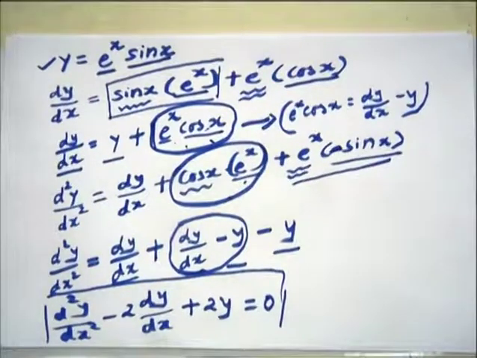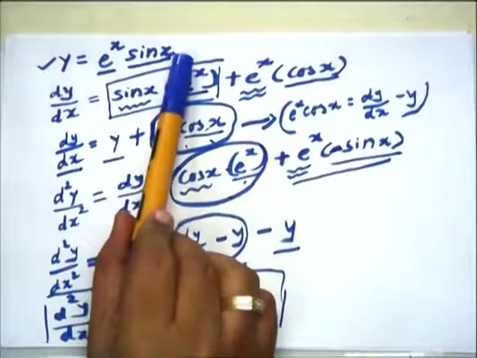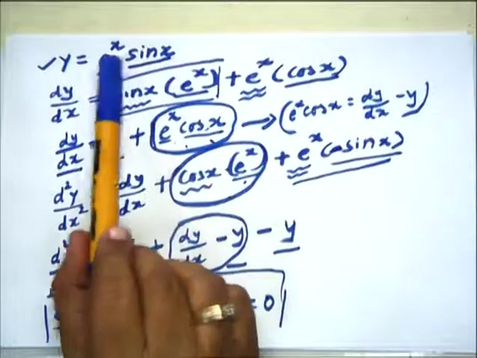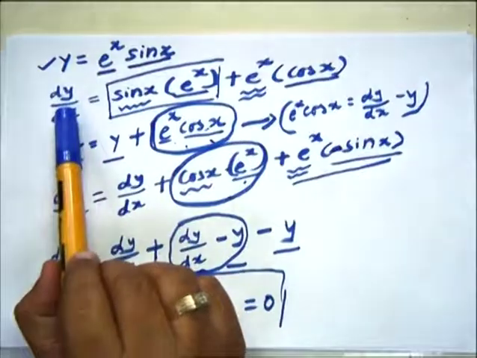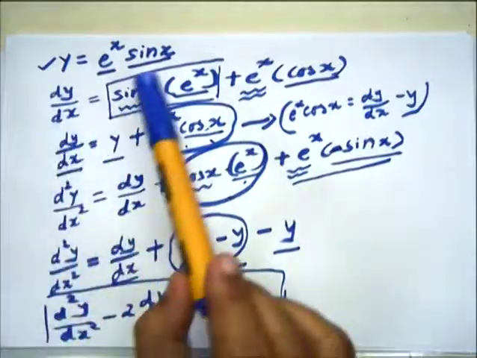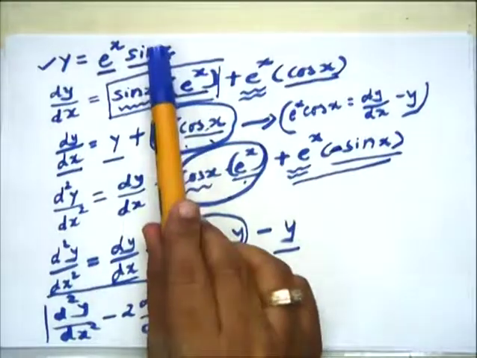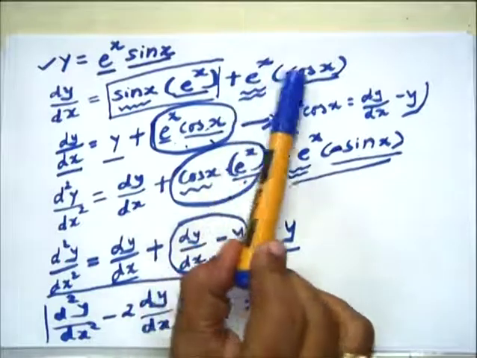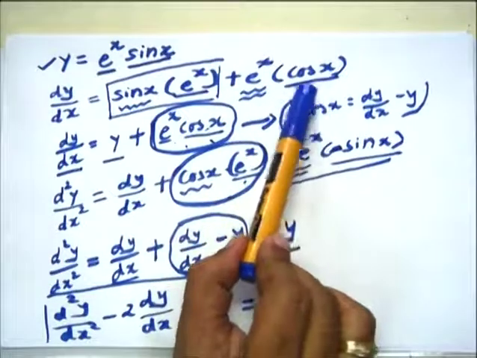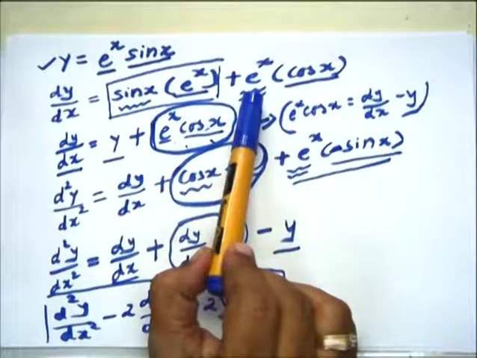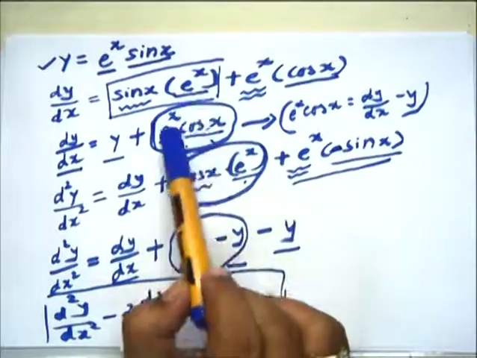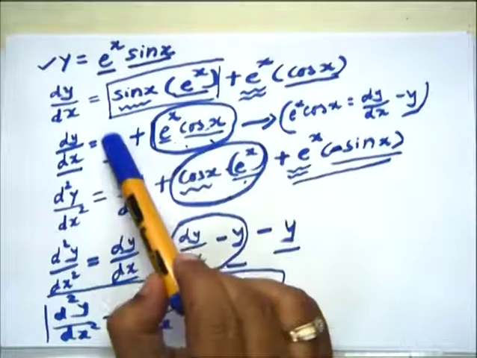So what exactly have we done here? Here we are given a product of two functions. One is e raised to x, another is sin x. So we have obtained the first order derivative: derivative of e raised to x keeping sin x constant, plus derivative of sin x, that is cos x, keeping e raised to x constant. Now this e raised to x into sin x is y, so this we have replaced by y.